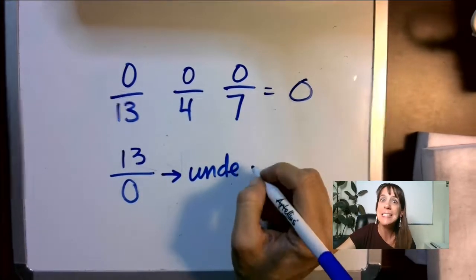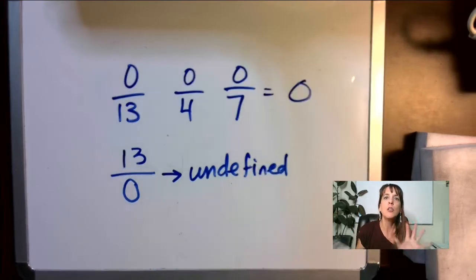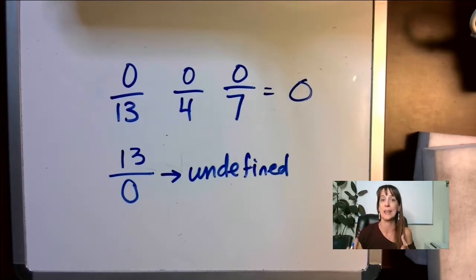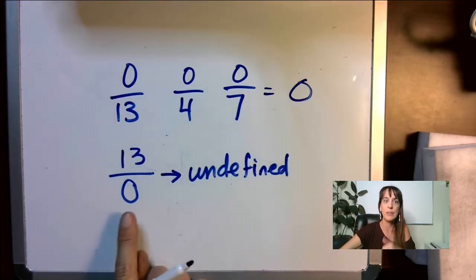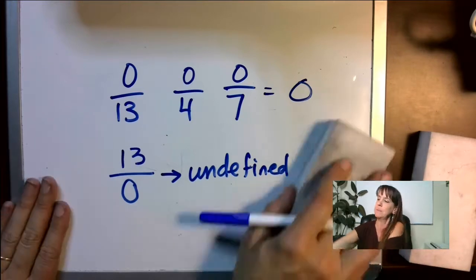Guys, you can't write 0 as your answer. Undefined, spelling. You can't write 0 as your answer because that's incorrect. 0 over 13 is totally okay for 0. 13 over 0, totally not okay. It's undefined. You've got to write the word out, undefined.